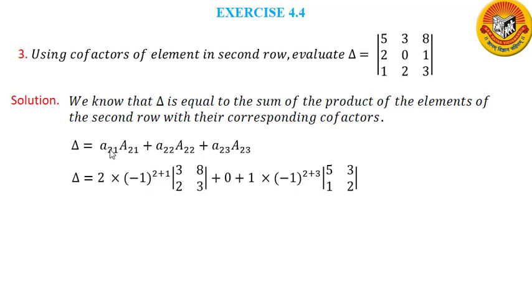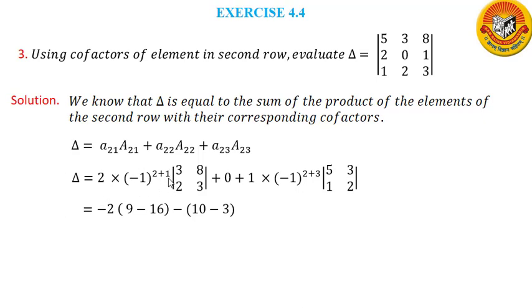So first, a21 is what? 2 into, for the cofactor, I will write minus 1 power 2 plus 1. Then I will delete the second row and first column, so I get 3, 8, 2, 3, right? Now plus a22. a22 is what? 0. So 0 multiplied by anything is 0, so I write only 0. Plus the third term here is 1. So 1 into minus 1 power 2 plus 3, second row third column, into, I delete the second row and third column, so I get 5, 3, 1, 2. Now I will evaluate. So 2 into, this is minus 1.